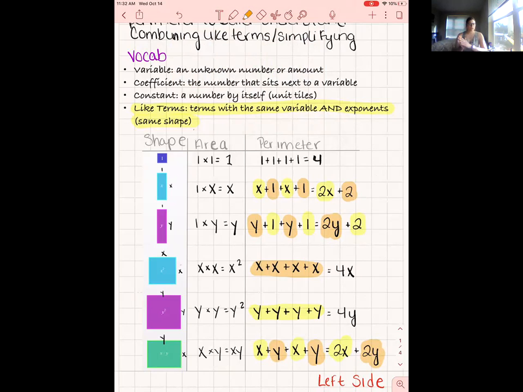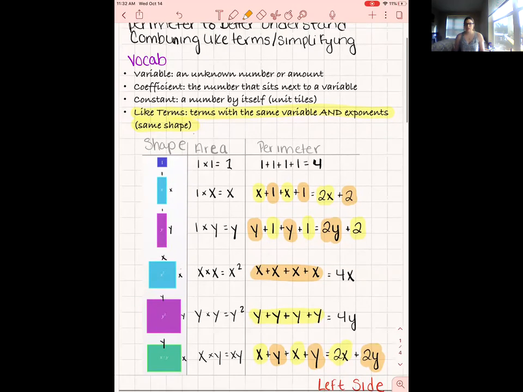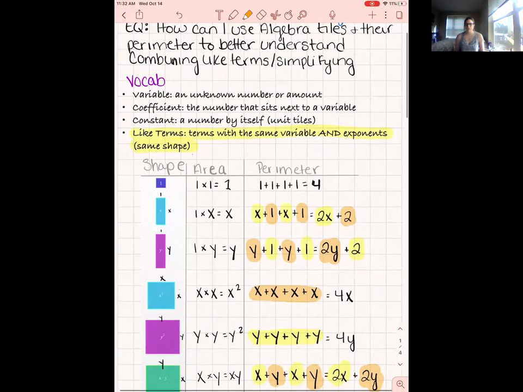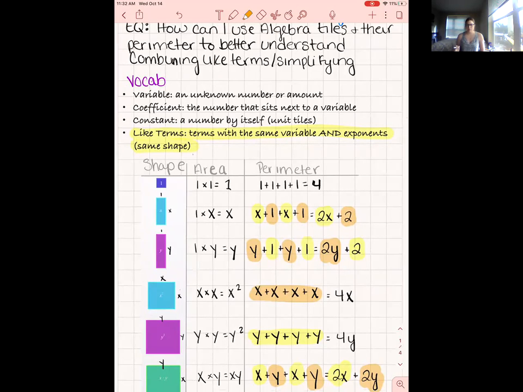Okay, so now we're going to switch over to our left side where you're going to do some practice problems that we will then go over. So this is what your right side should look like. You've got your essential question, your vocab, and your diagram with the colors or the highlighting.